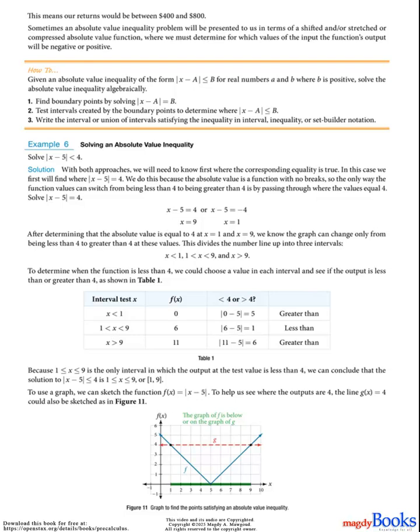To use a graph, we can sketch the function f of x equals the absolute value of x minus 5. To help us see where the outputs are 4, the line g of x equals 4 could also be sketched, as in Figure 11. The graph of f is below, or on, the graph of g. Figure 11. Graph to find the points satisfying an absolute value inequality.